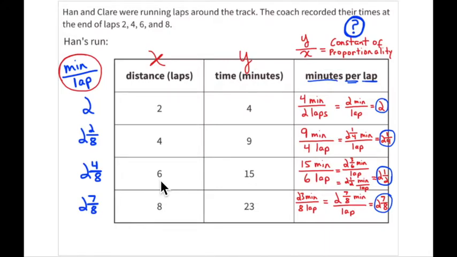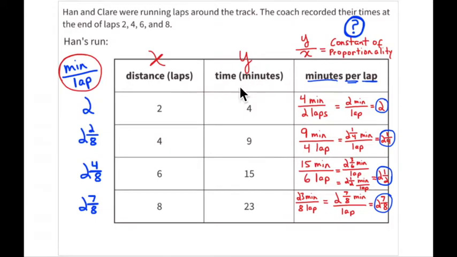So the first one is Han's run. And I wrote up here a question mark over the constant of proportionality, because we don't know if there is a constant of proportionality yet. The way we're going to figure that out is to take the number of minutes and divide that by the number of laps. That's going to give us the minutes per lap of Han's run.